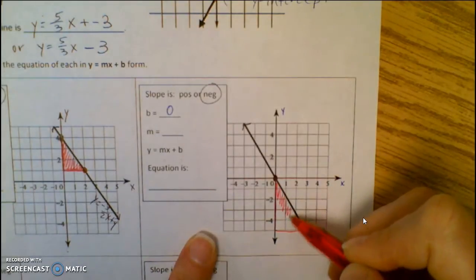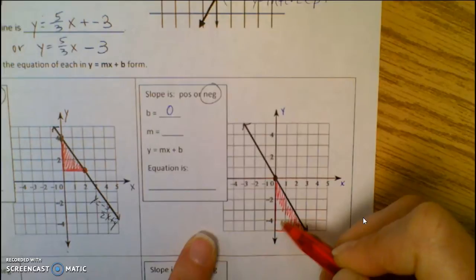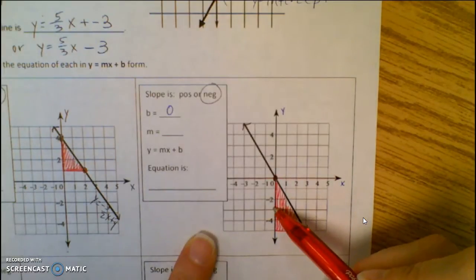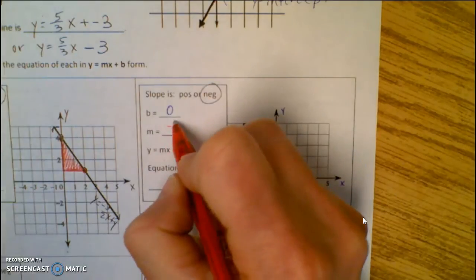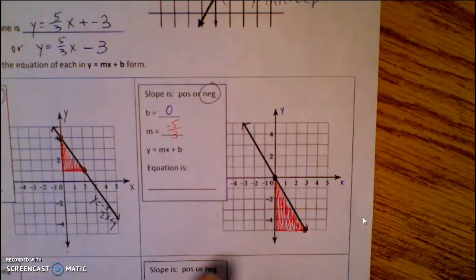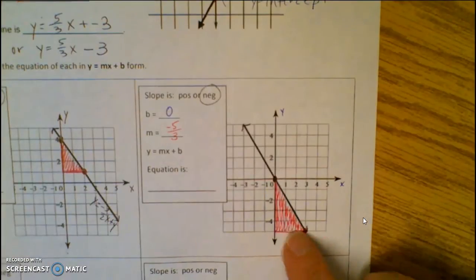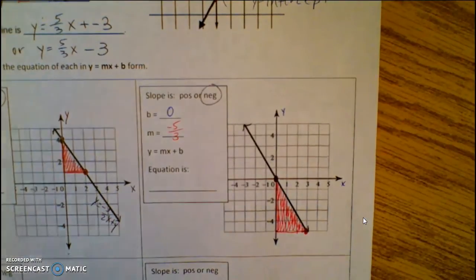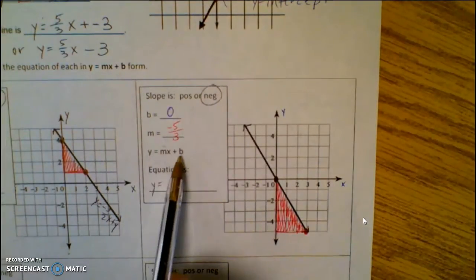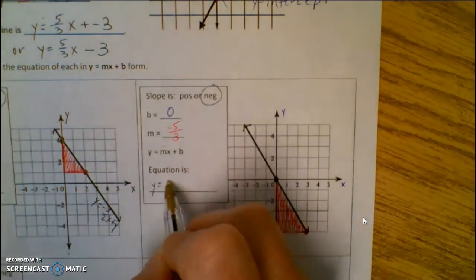So your slope triangle should look like this. And when we start to look at our rise, we have 1, 2, 3, 4, 5 boxes down, so it's a -5. And we have 3 boxes to the right. So our slope is down 5 over 3, so -5/3. We're going to take our formula, that's the slope-intercept formula, and we're going to substitute in our values.